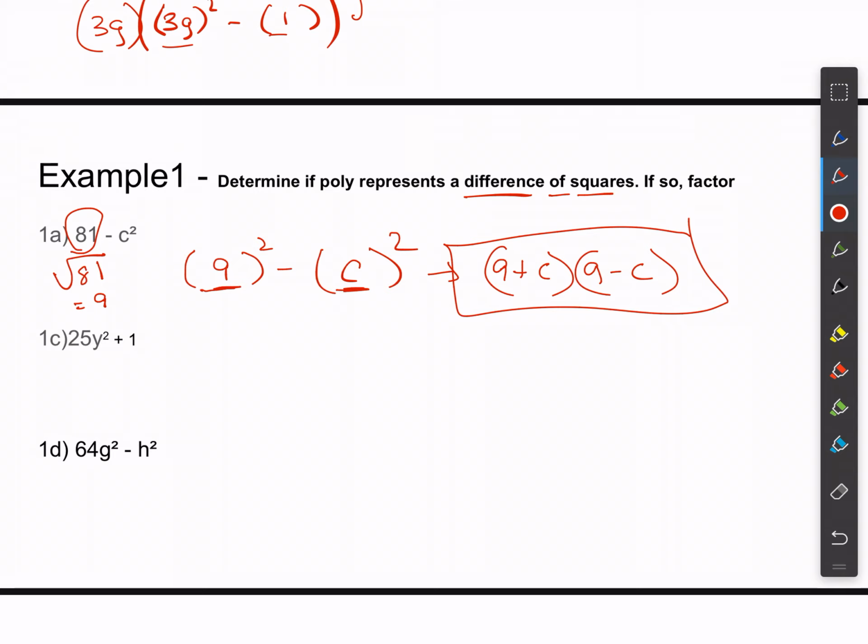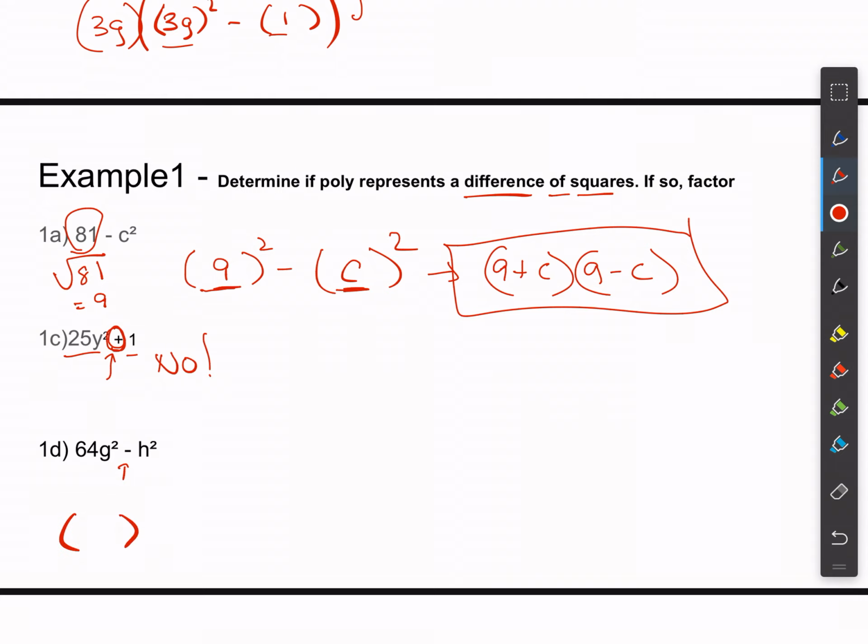Let's look at 1c. Can I write this as something squared minus something squared? Well, here's the big idea, guys. It's a difference of squares. If I see a plus sign, I already know this is no, right? If it was a minus sign, then I'd have to check it, but it's a plus sign. So this cannot be written as a difference of squares. This one, we have a minus sign, so we've got to check it.